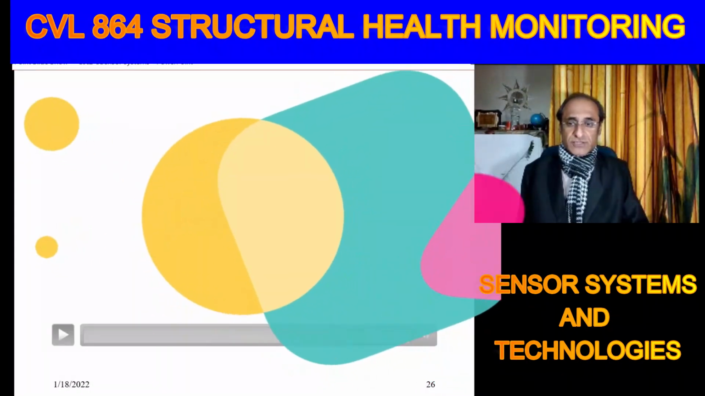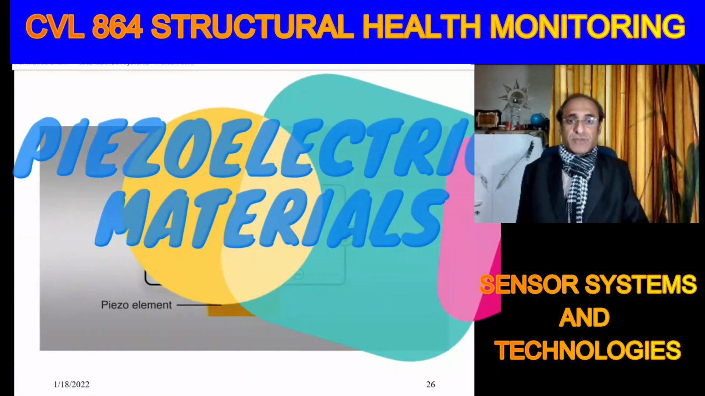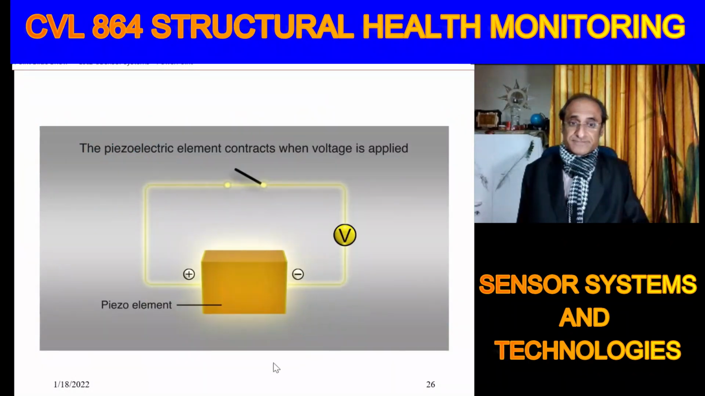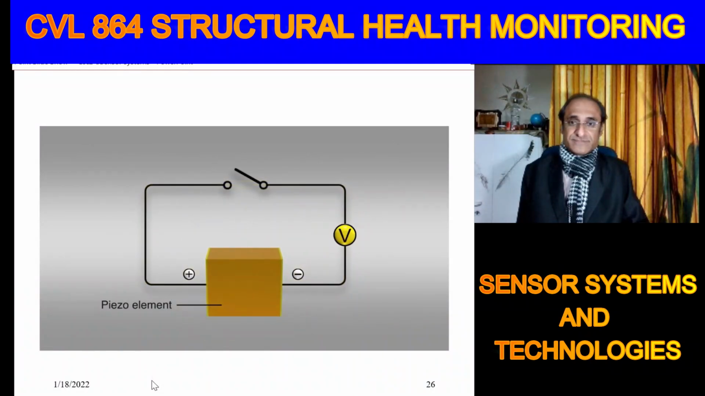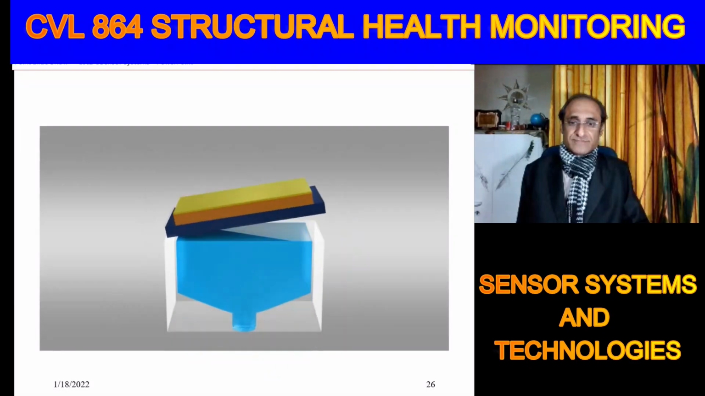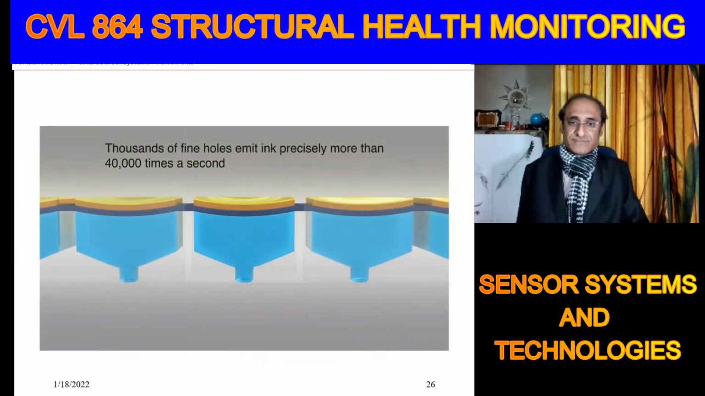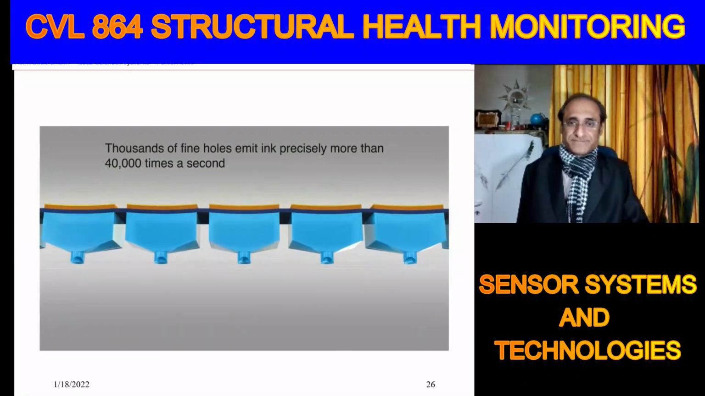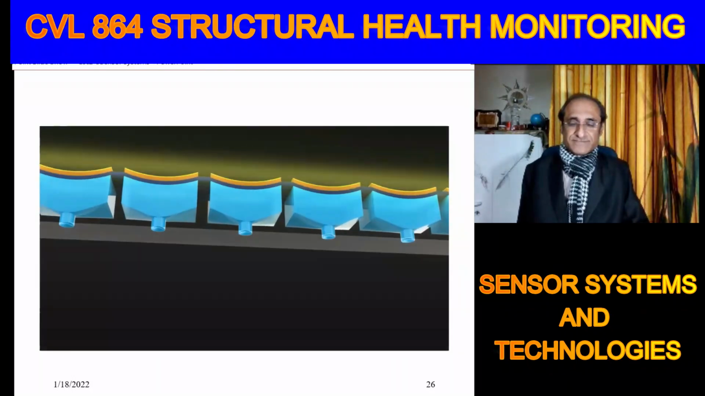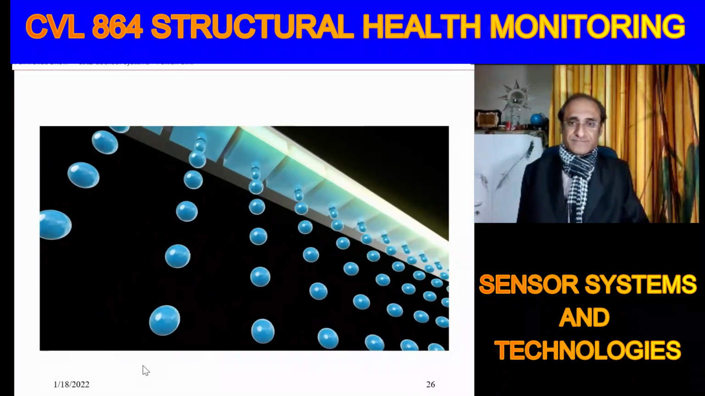I'm first showing you a video beginning with the piezo materials. Here the principle is illustrated. When voltage is applied to a piezoelectric element, it contracts. A piezoelectric element and a vibration plate form a set. The contracting piezoelectric element moves the vibration plate to generate an inkjet mechanically with no need for heating. Each inkhead contains thousands of these sets, with each one firing precisely the right amount of ink at precisely the right place, more than 40,000 times a second, achieving fine, high-quality printing.